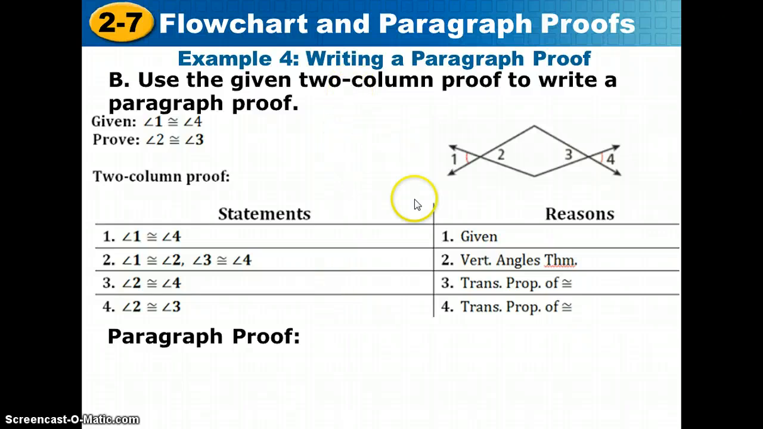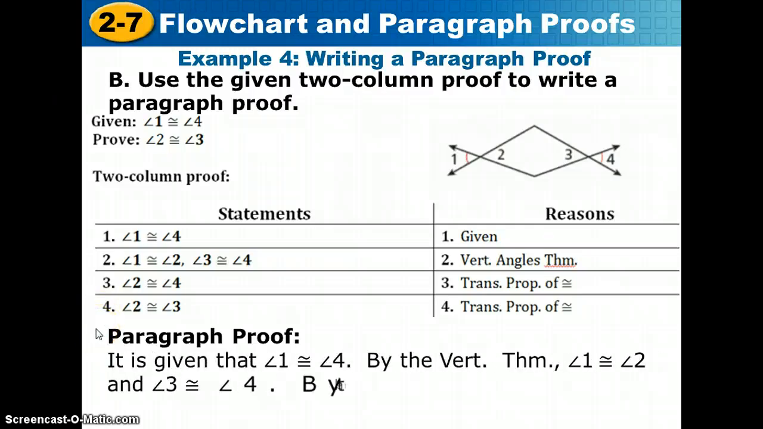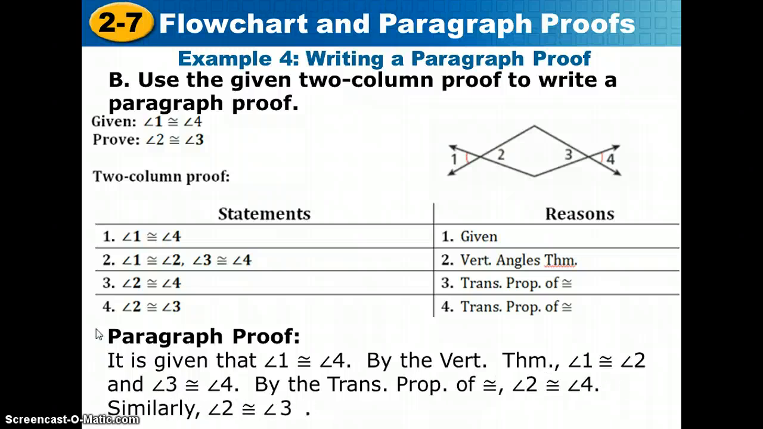Why don't you take a moment to read through these statements and reasons and write your own paragraph proof. Okay, hopefully you've had a chance to write those sentences. Let's take a look at what we end up with. It is given that angle 1 and angle 4 are congruent by the vertical angles theorem. By the vertical angles theorem, angle 1 and angle 2 are congruent, and angle 3 and angle 4 are congruent. By the transitive property of congruence, angle 2 is congruent to angle 4, and in a similar way, angle 2 would be congruent to angle 3.